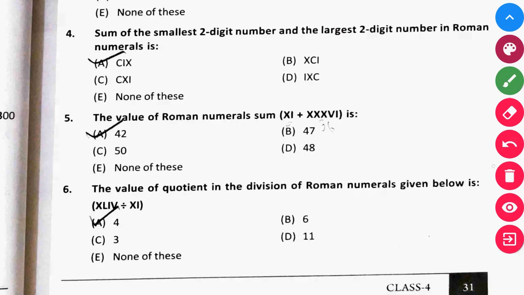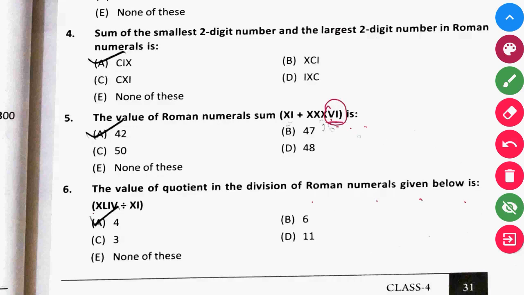VI means 6. When V plus I, you have to add V and I. Okay.